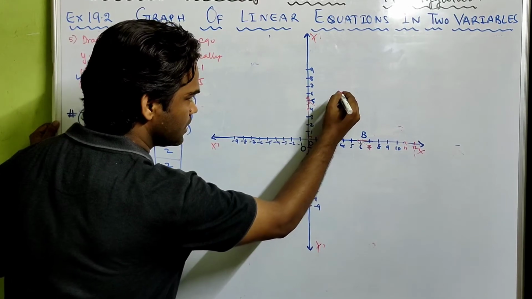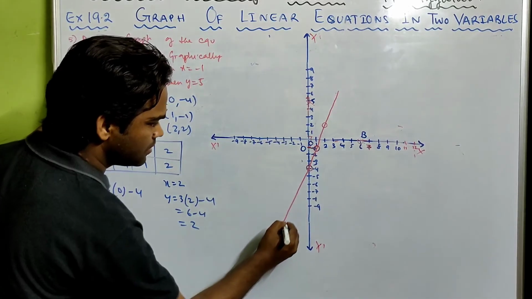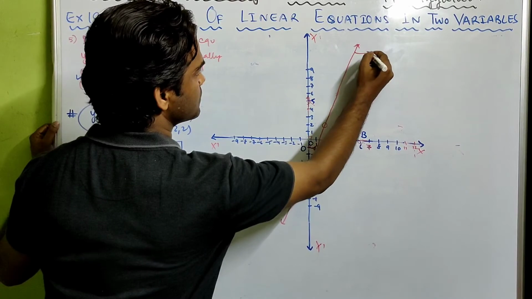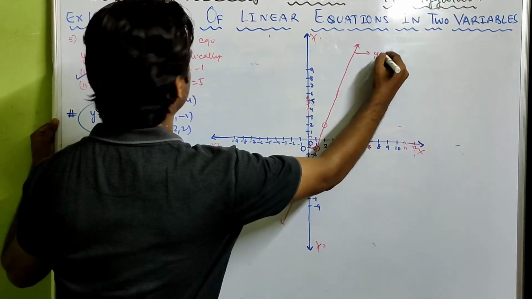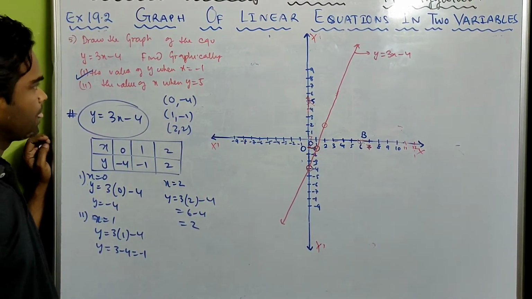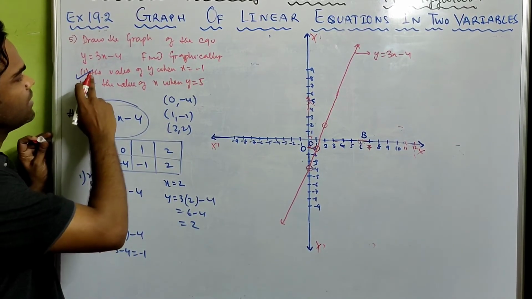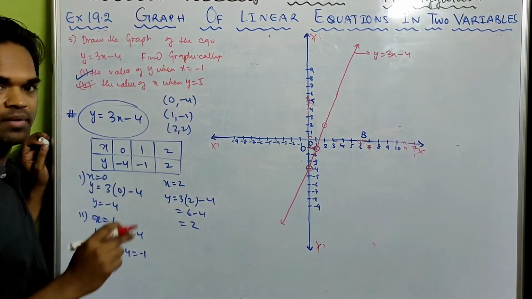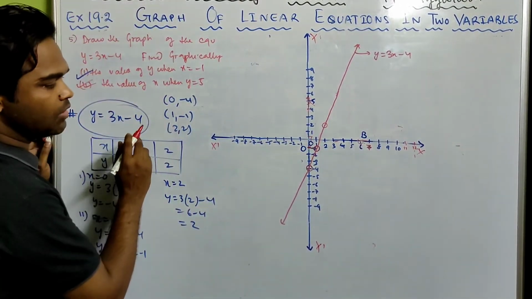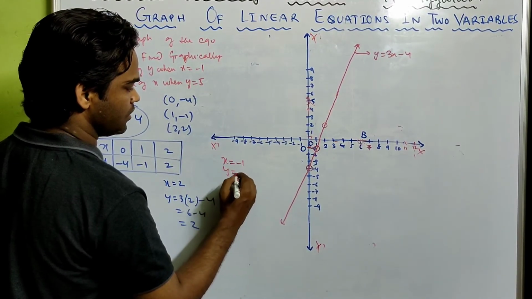See, when I'm joining them, I am getting a straight line, isn't it? So the equation of this straight line is y equals to 3x minus 4. My first part is done. Okay. Now, drawing is done. Then the first part they've added to it. The value of y when x is minus 1. So when x is minus 1, what is the value of y? They've given the value of x is minus 1. What is the value of y they are asking?